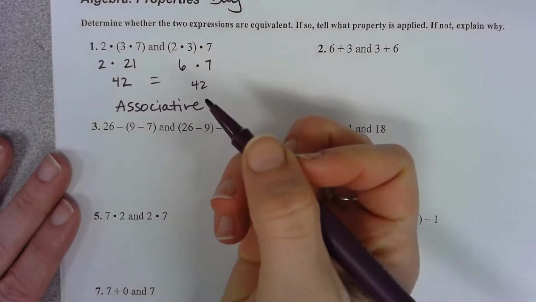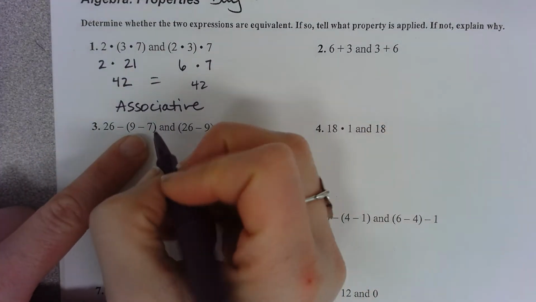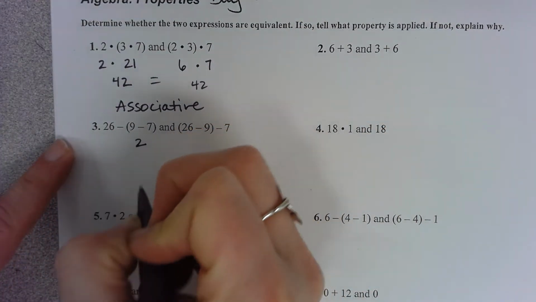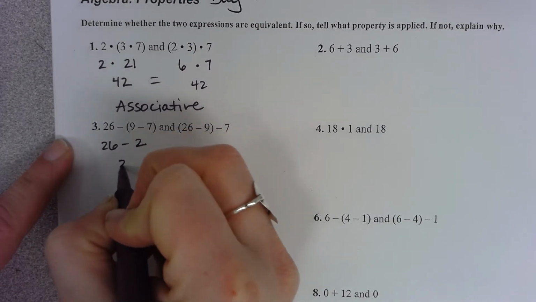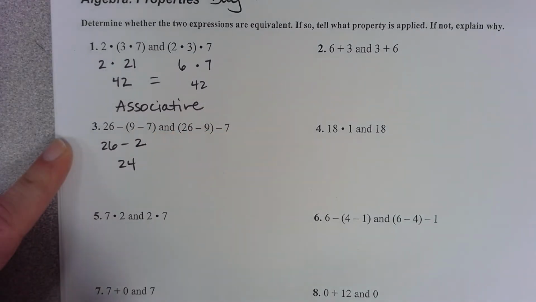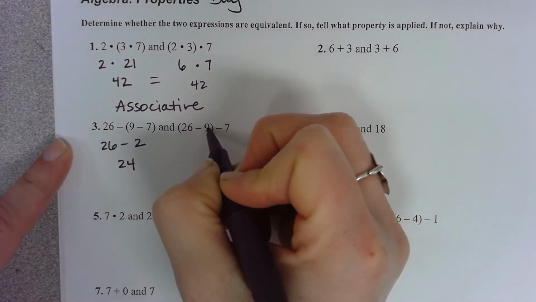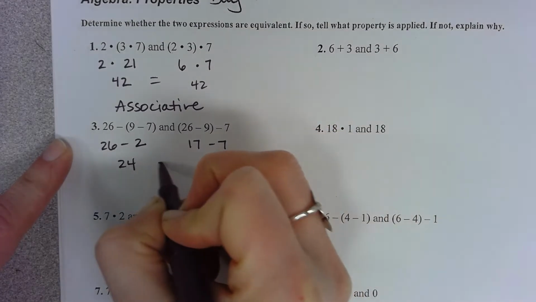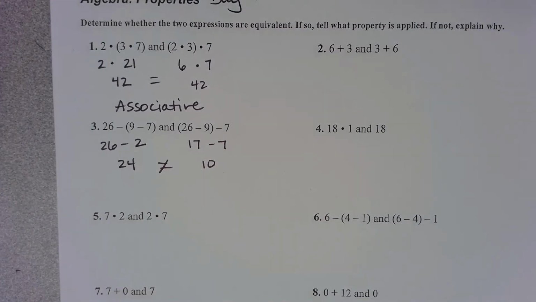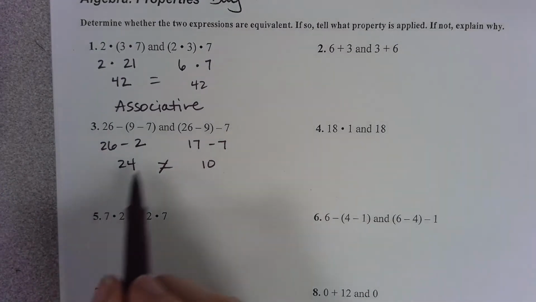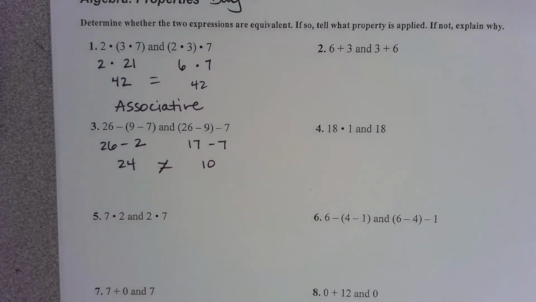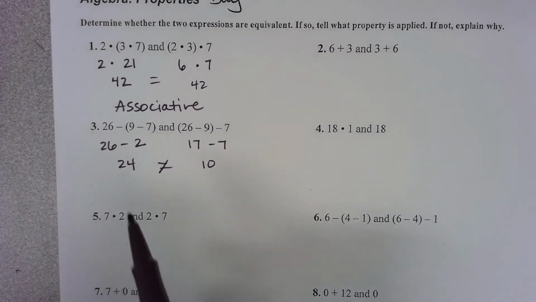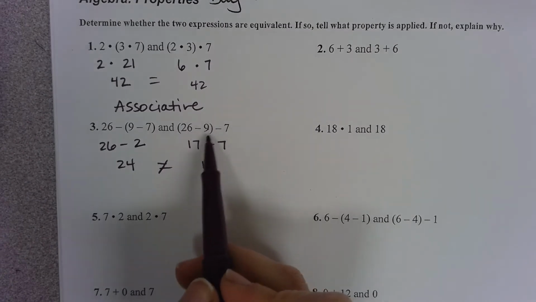Okay, so now let's do number 3 since we're on this side of the sheet. So let's solve parentheses. I know order of operations. I need to solve that first. So 9 minus 7 is 2. 26 minus 2 is 24. Okay, now 26 minus 9, that is 17. 17 minus 7 is 10. Well, these are not equal to each other. Okay, now because we solved both of them, we determined they're not equal to each other. We're going to explain why they're not equal to each other.